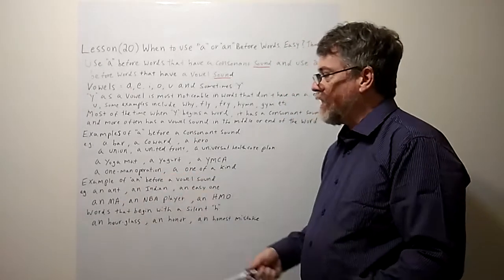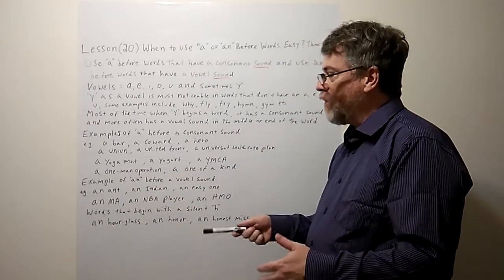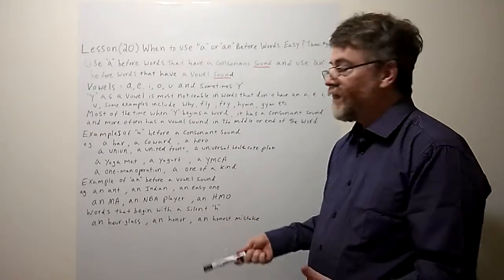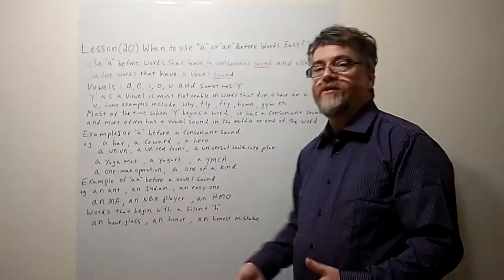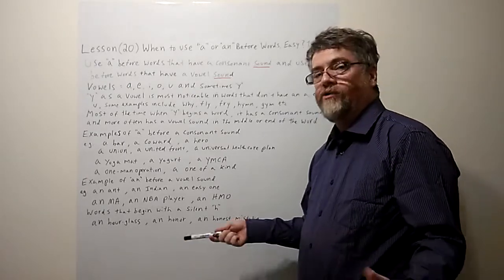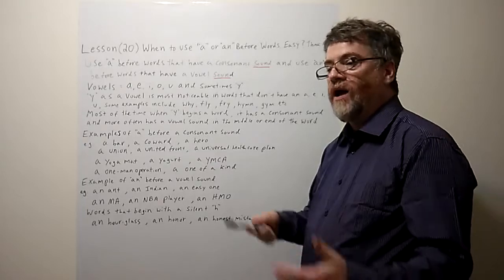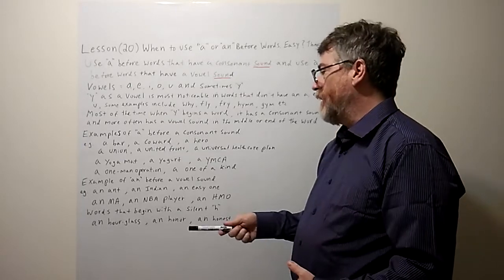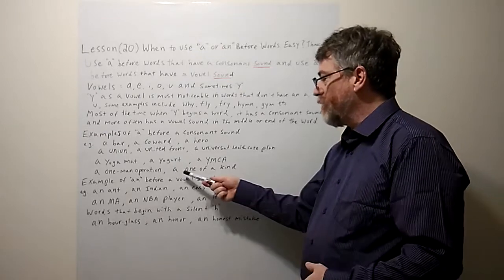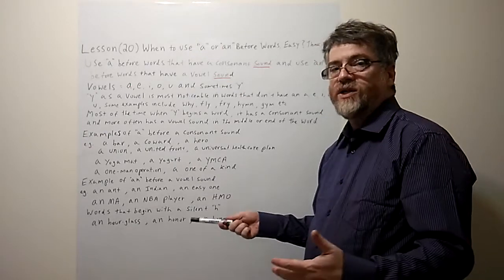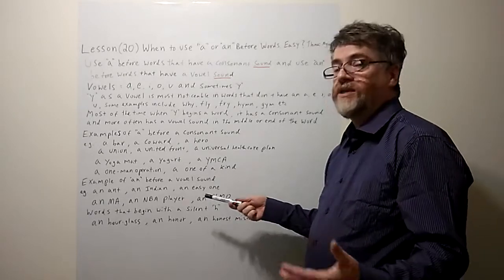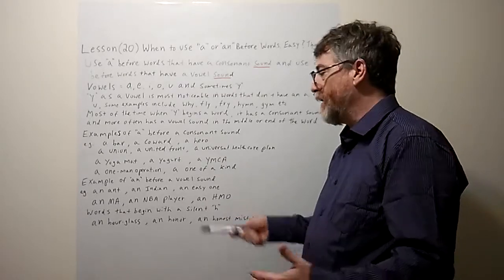A one-man operation. Well, "one" actually has more of a W sound. W is a consonant, so we use "a." We don't say "an one man," or "an $100 bill." We don't say that. We say a $100 bill. A one of a kind, same thing. So beginning with "one" actually has more of a W sound, so therefore it's a consonant, so therefore it just takes "a."